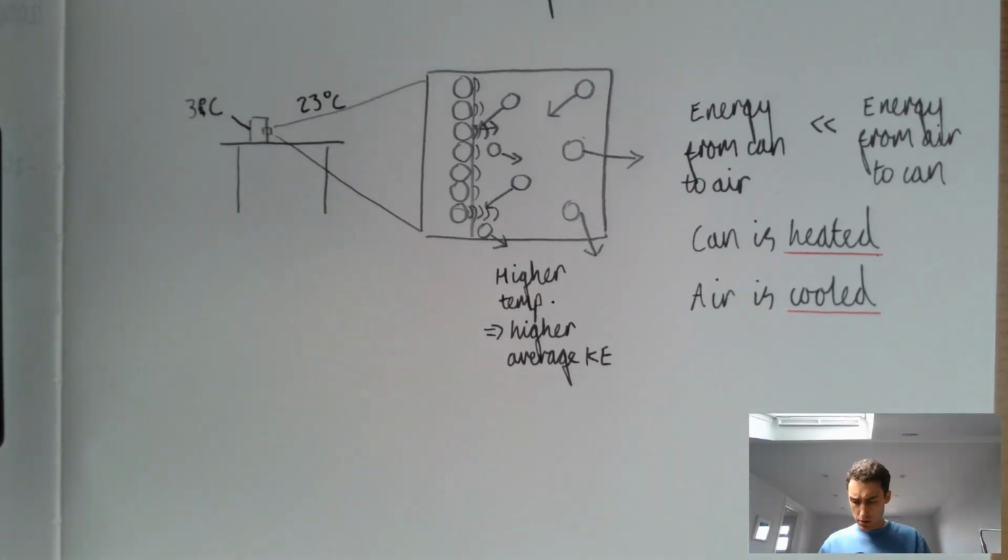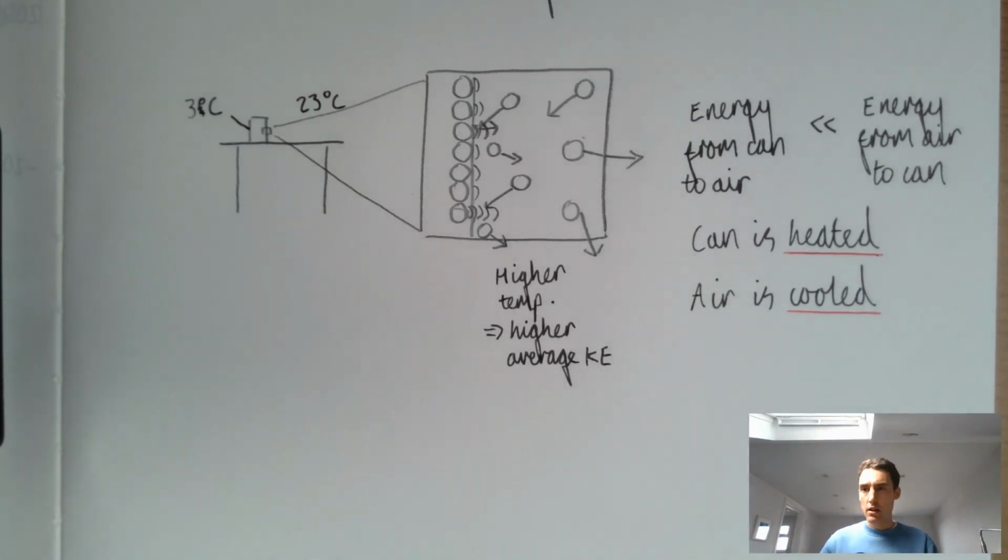And students might say, well, hang on, does this mean that the room is getting colder whenever I take a can of Coke out of the fridge? Well, the fact is, yes, it is. But what's worth emphasizing to your students is that because the can is so small relative to the mass of air in the room, you don't really notice that difference.